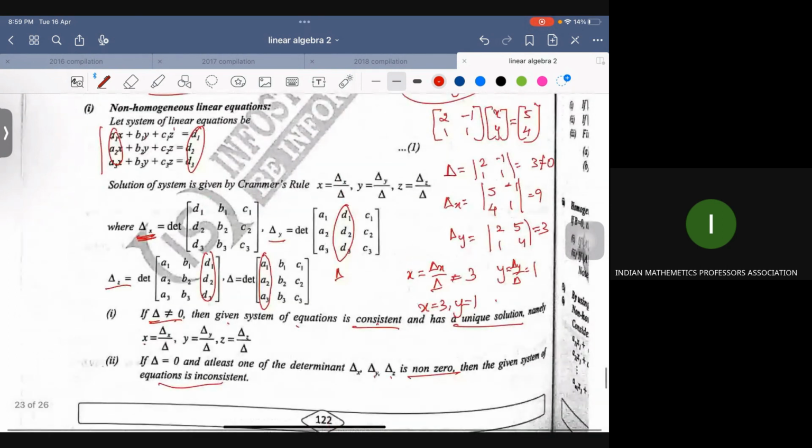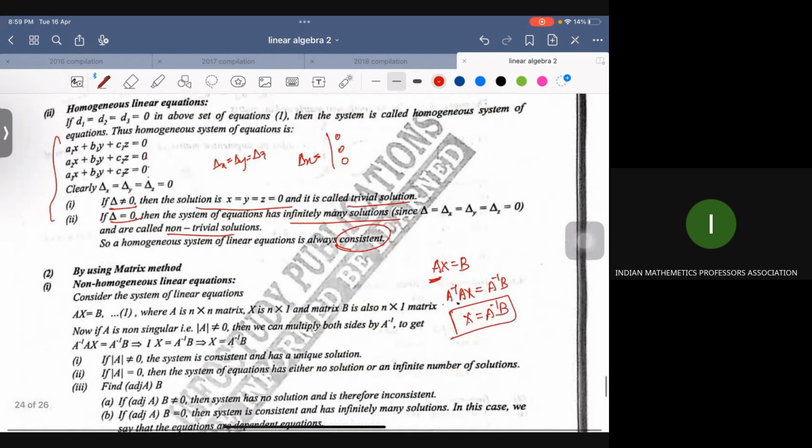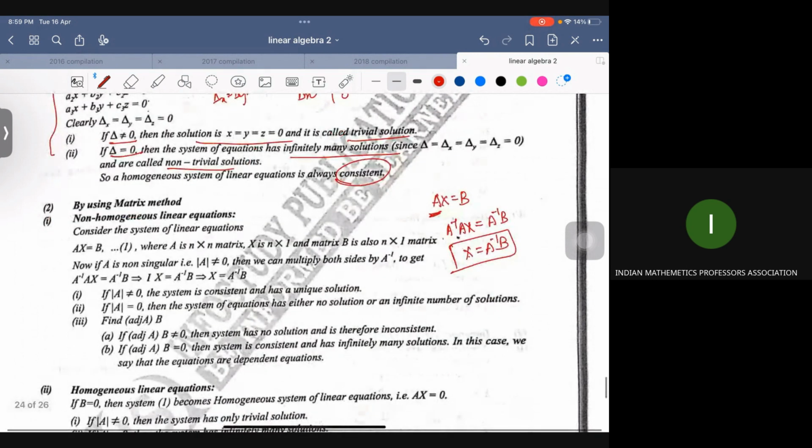For the same example, A is 2, minus 1, 1, and B is 5, 4. Here A is a square matrix. By finding the inverse and multiplying with B, we can find X, the solution, that is 3 and 1. If A is non-singular, that is, the determinant is not equal to 0, we can find the solution like this. If the determinant of A is not equal to 0, the system is consistent and has a unique solution.